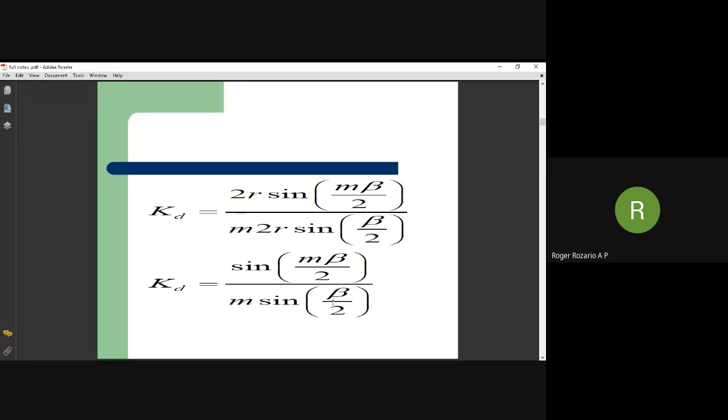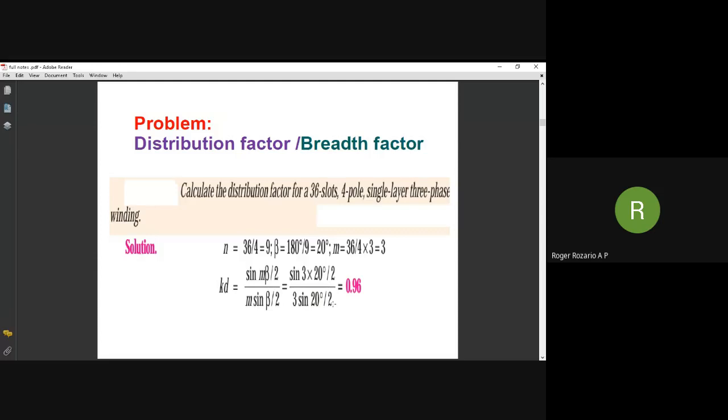So now we will do a small problem. Calculate the distribution factor for a 36 slot, 4 pole, single layer, 3 phase winding. This is the problem. There are 36 slots, 4 poles, single layer 3 phase winding. Don't worry about single layer and double layer; I will explain that in some other class. As of now, understand that 36 slots are there and 4 poles are there.